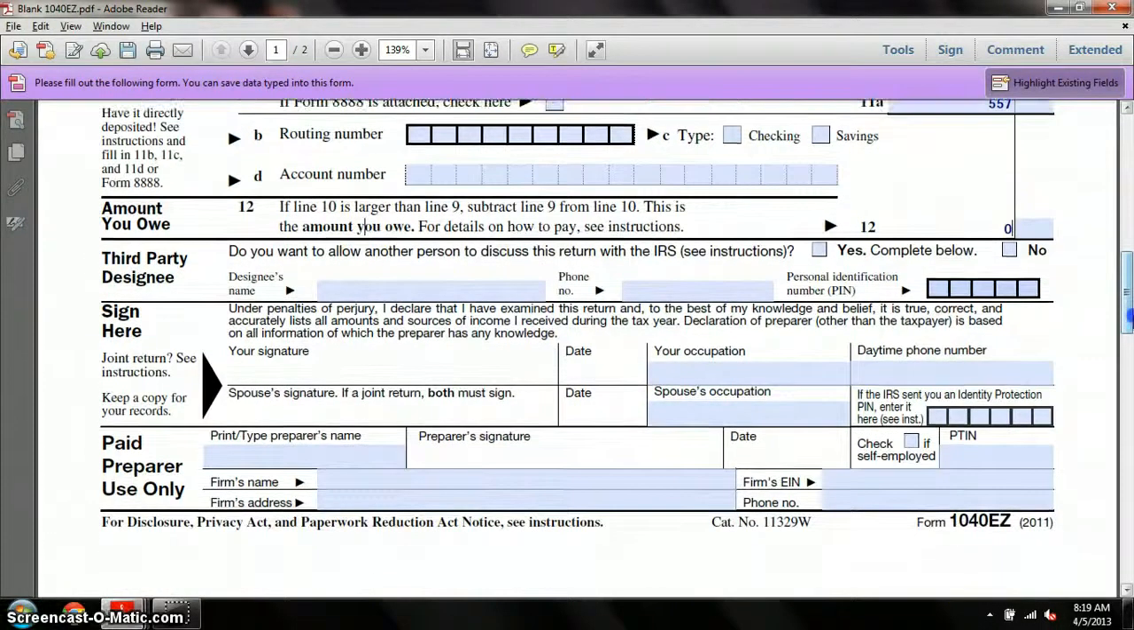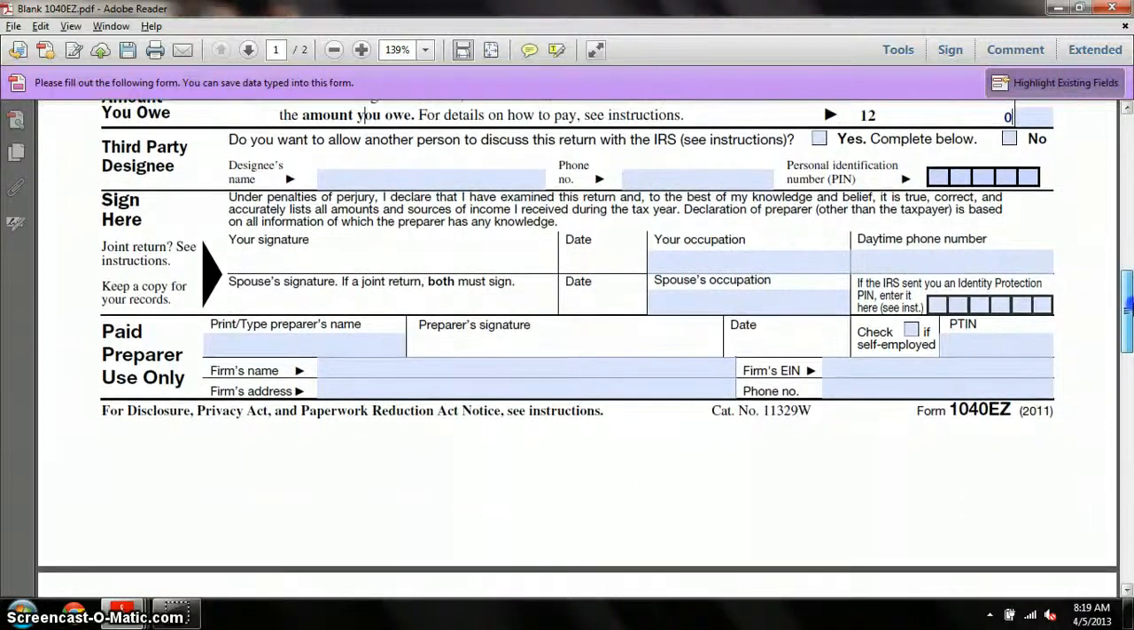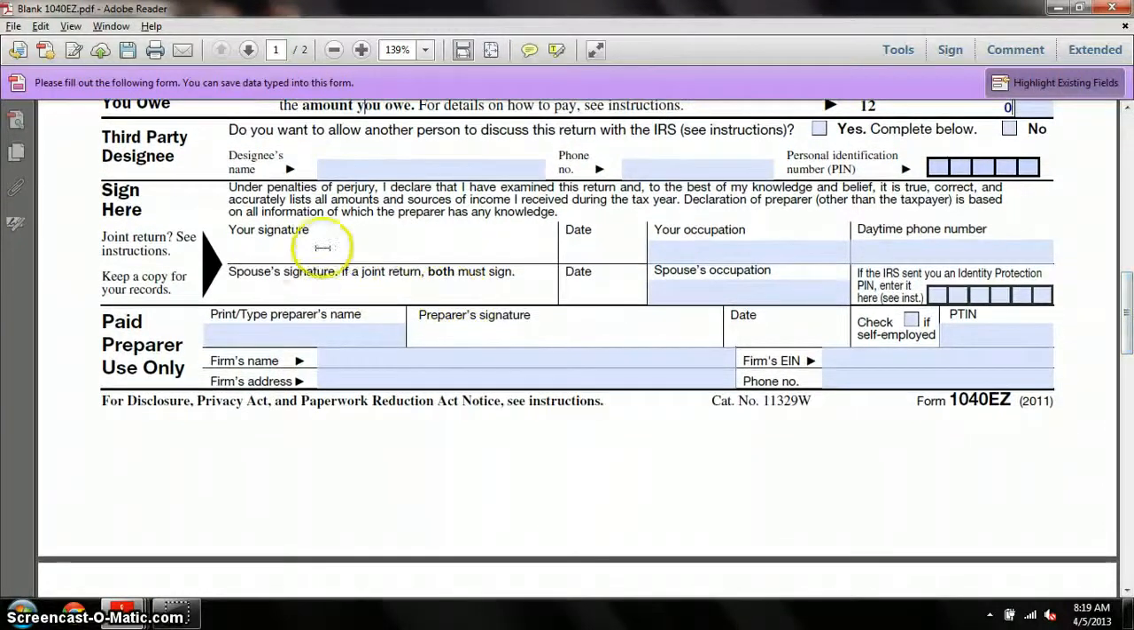Okay. Third-party designee, do you want to allow another person to discuss this return with the IRS? So you can choose to have somebody that would be eligible to talk to the IRS about this document. Okay. Then we go about signing it here. You're going to sign it here, date it here. For the purposes of this class, you're going to list student as your occupation, and you can put your phone number down. You know, if you just want to put a random number down like that for right now, that's fine.